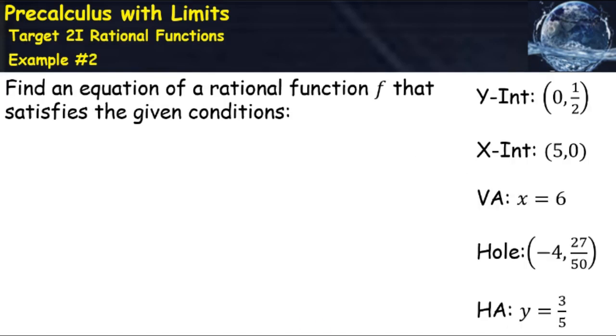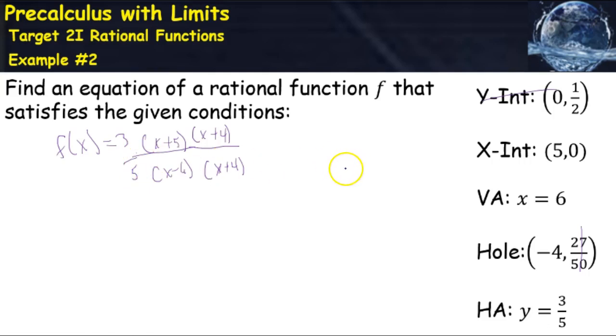Okay, number 2. This time we have to build the equation. So I have f of x equals, and I really don't use the y-intercept, and I don't use that part of the hole. But I know my x-intercept is 5, so the factor that goes with that is x plus 5. And I know my vertical asymptote is 6, and the factor that goes with that is x minus 6. And then we have a hole, and the hole is negative 4, and the factor that goes with that is x plus 4. Remember, holes go both on top and on bottom. And then finally, my leading coefficient is 3/5.